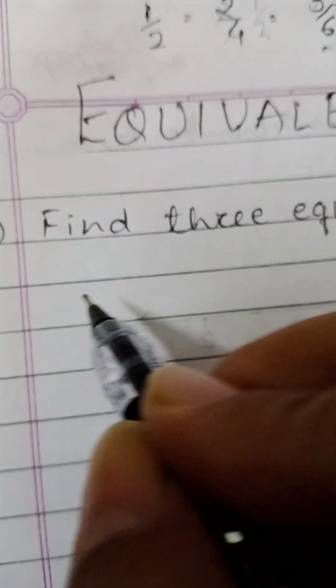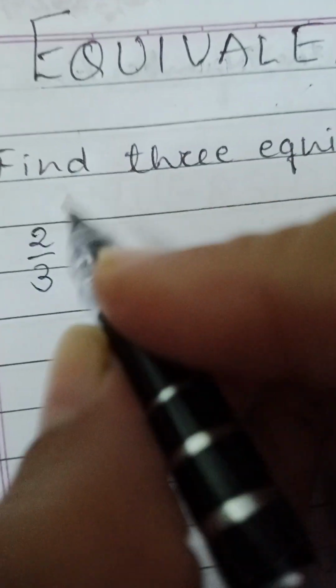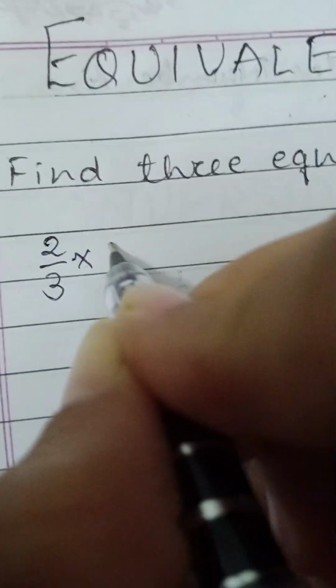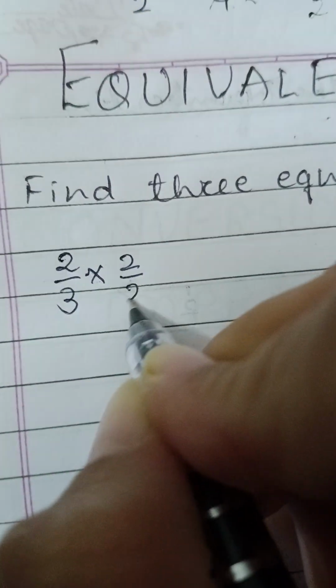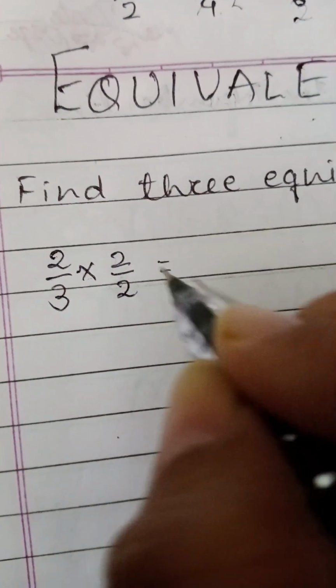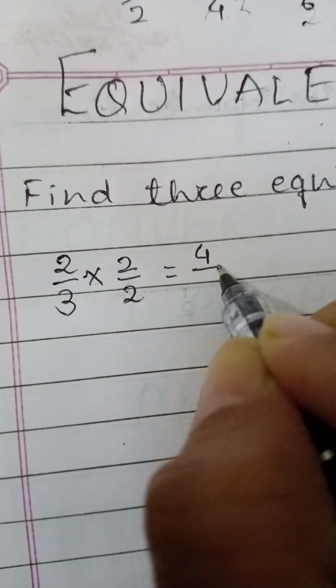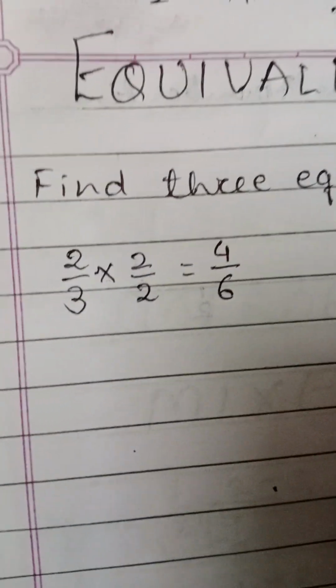Now let's say here is an example. 2 upon 3 has been given to you and you have to find 3 equivalent fractions of 2 upon 3. How will we find the equivalent fractions? First of all, we will multiply this fraction by 2 upon 2. So it will give you 2 2s are 4 and 3 2s are 6.